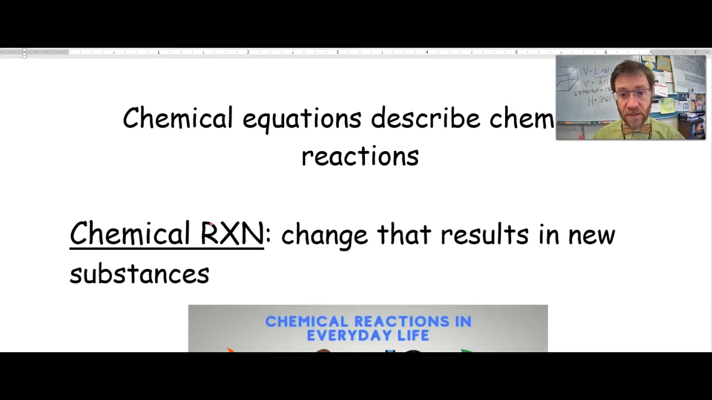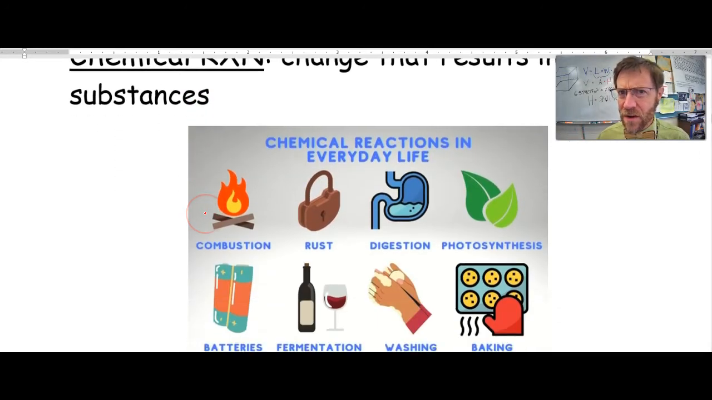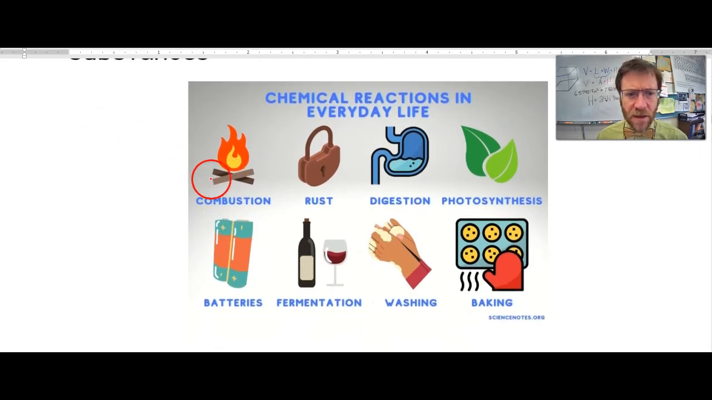So a chemical reaction is basically a change that results in a new substance. You guys already know how this works from last time, right? Like where you take firewood and it turns into carbon dioxide and water vapor, right? That's something new. Where iron turns into rust, digestion. This is where your cheeseburger turns into, well, it's not a cheeseburger anymore. That is for gosh darn sure. You know what I'm saying? So really, really different substances.